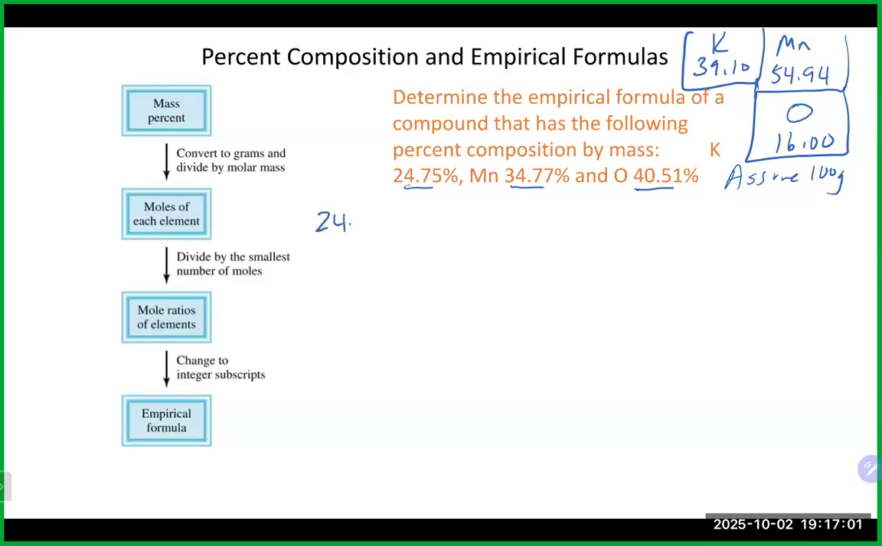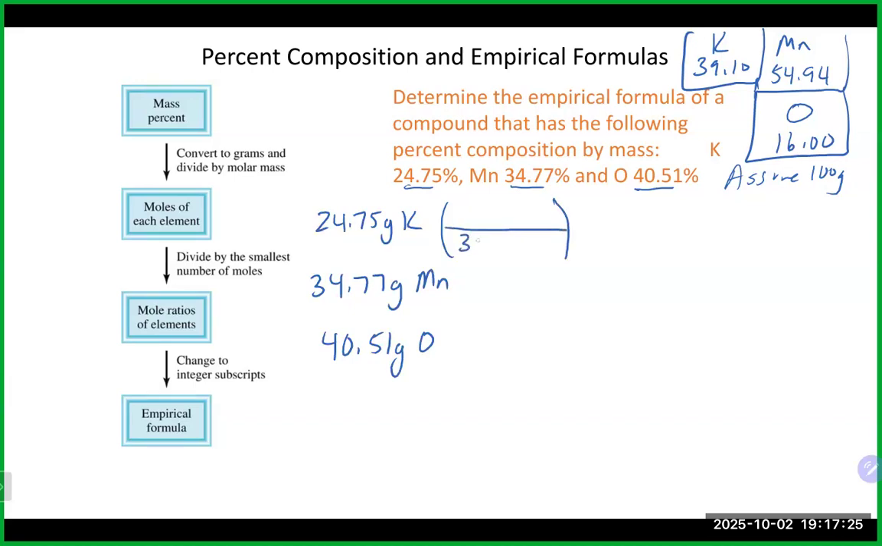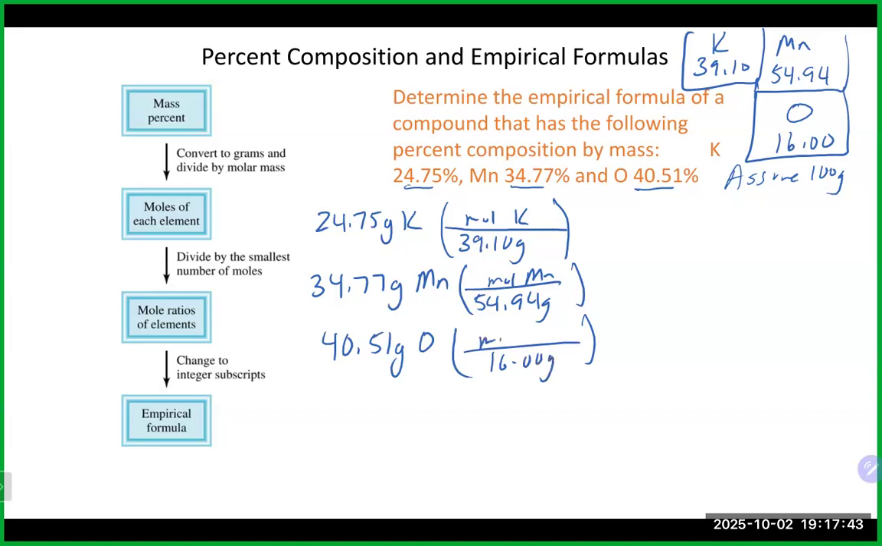So we would have 24.75 grams of potassium, 34.77 grams of Mn, and 40.51 grams of oxygen. At this point, we're going to convert each of these into moles. So we go to the periodic table and get our molar masses, with grams on the bottom. So 39.10 grams per mole for potassium, 54.94 for Mn, grams on the bottom so they cancel, and lastly 16 for the oxygen, grams on the bottom, so it cancels. In each case, the grams cancel out, leaving us moles of each of the elements.